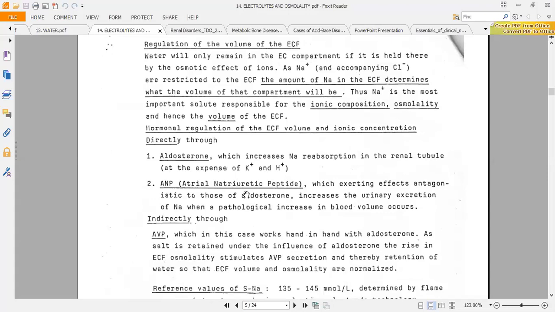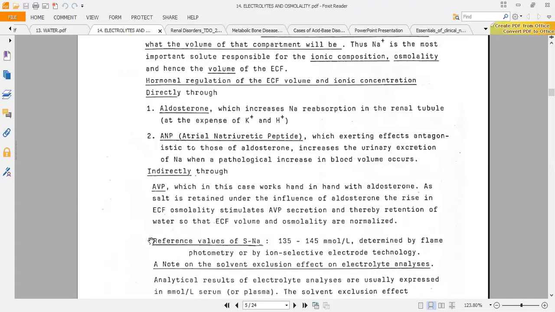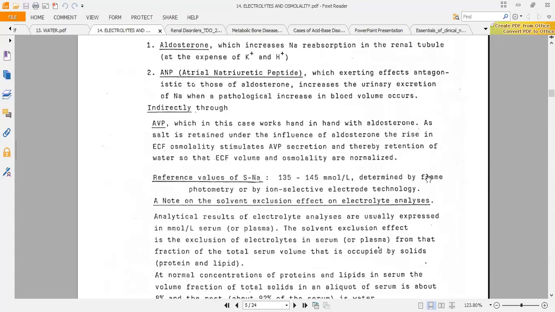Atrial natriuretic peptide leads to excretion of sodium, unlike aldosterone, which causes you to reabsorb sodium. Vasopressin 2 also indirectly affects sodium levels. Just know that the reference is 135 to 145, and it is determined by flame photometry or the ion selective electrode. If you remember from SHS, we use the flame test to test for cations. So you also use flame photometry or the ion selective electrode to determine sodium levels. I'm sure you've seen this in instrumentation.